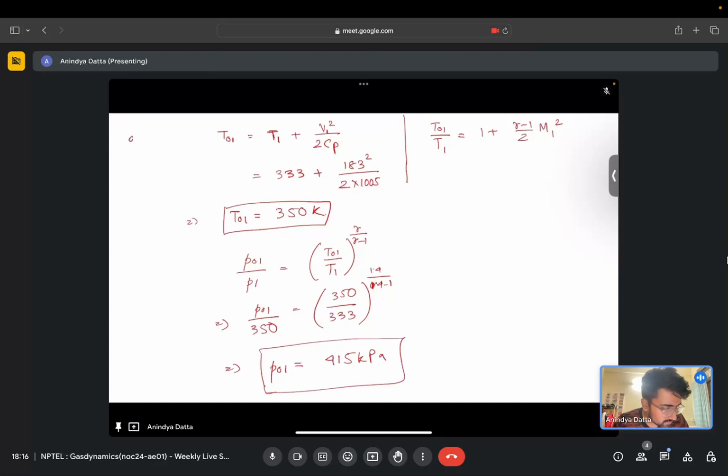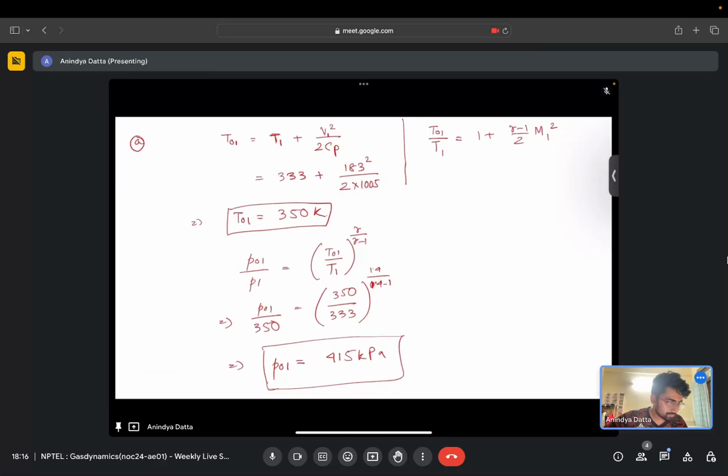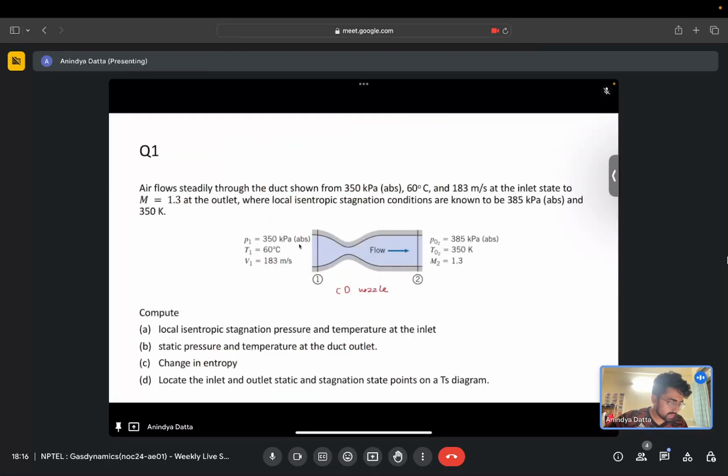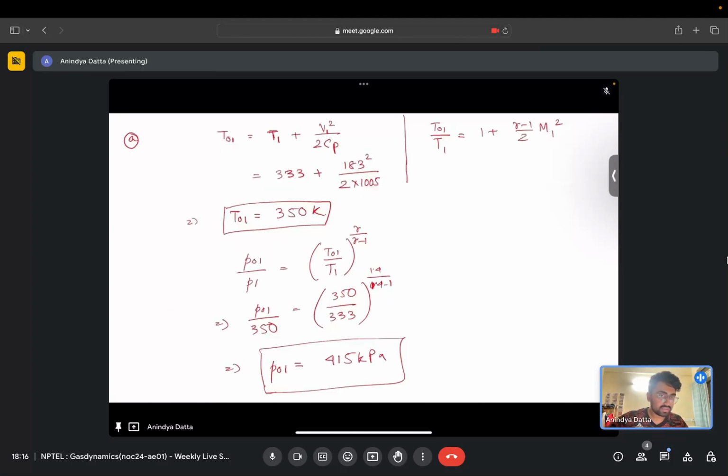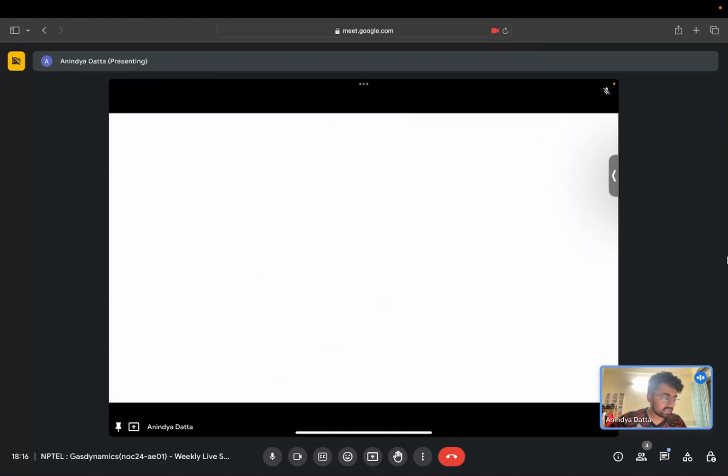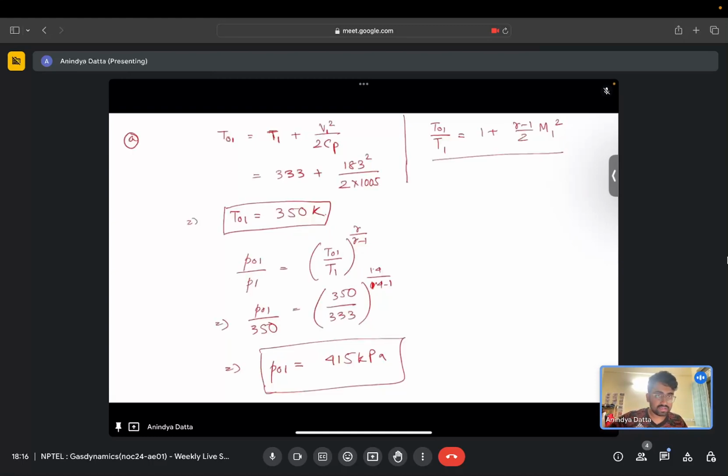Okay, so the first part is done, where we found the local stagnation pressure and temperature. As I said, you can also proceed by the other formula: first find the Mach number, then find the total temperature, and then the total pressure using the isentropic relation.